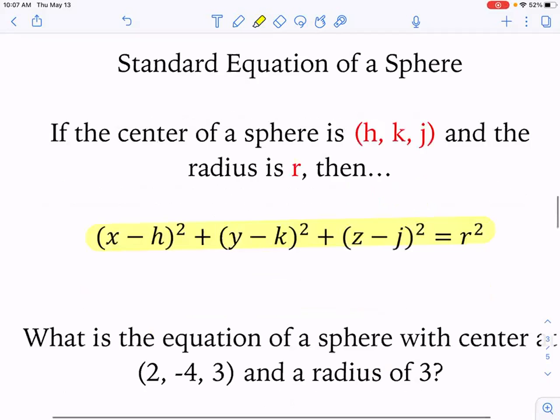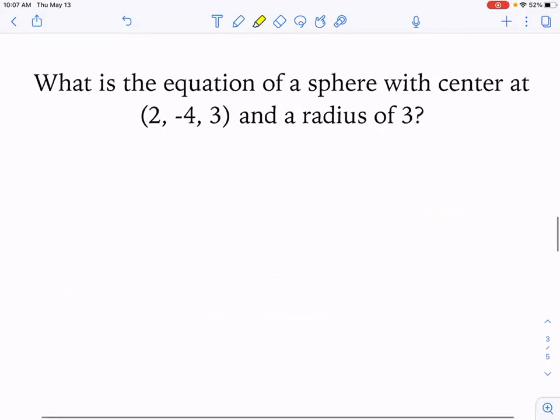So, okay, we're gonna start simple. What is the equation of a sphere with a center at, write it down, 2, -4, 3, and a radius of 3?